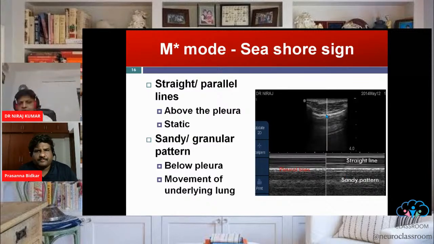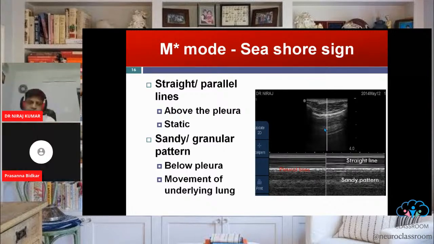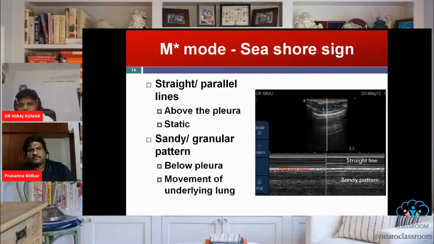Remember that we have already learned that till the pleura, all the things are real, and below the pleura, all the things are artifact. If you look closely, this is the superficial part and this is the deeper part. This is skin, subcutaneous layer, then the pectoralis major and minor muscle, then starts the pleura, then the lung inside. So all the things above are static structures. Whenever you encounter any static structure, it gives a parallel line appearance, while below the pleura, the lung is moving. Whenever ultrasound encounters any moving structure, it gives a granular or sandy-like appearance. This is very simple philosophy.